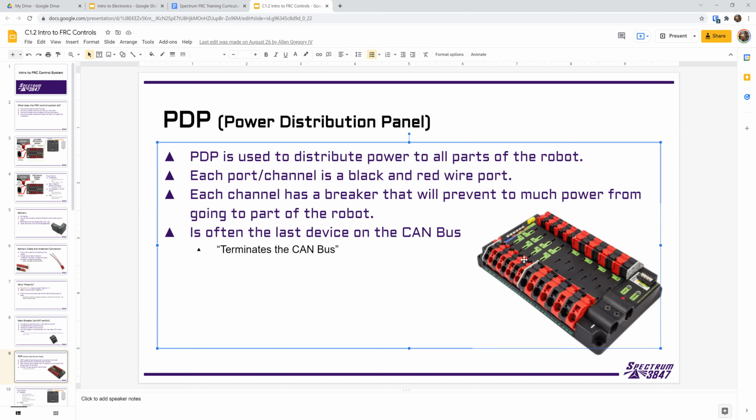This also, the PDP, we'll talk about what the CAN bus means later, but the CAN bus usually terminates at the PDP. And what that means is it's just the last one in a chain. So the CAN device goes to a bunch of different motor controllers, and it goes from one to the other. And then the last thing it goes to is the PDP. And there's a little switch here to make sure that you're indicating that you want the PDP to be the terminating device of the CAN bus. So we'll talk about that more in a little bit.